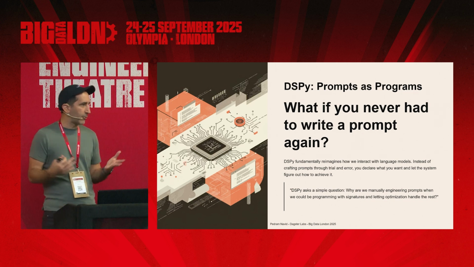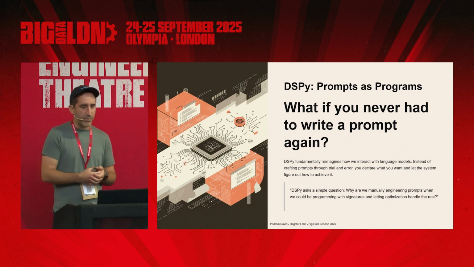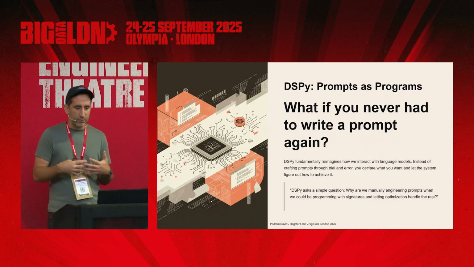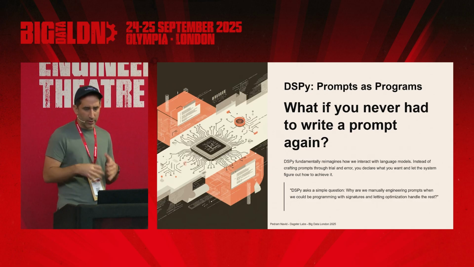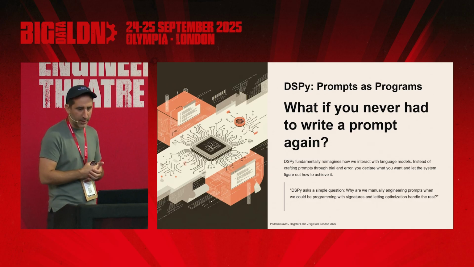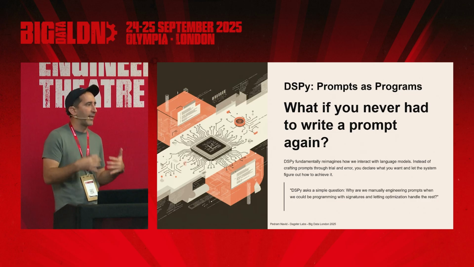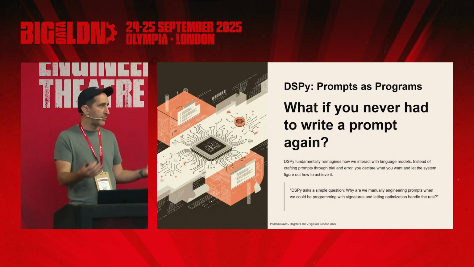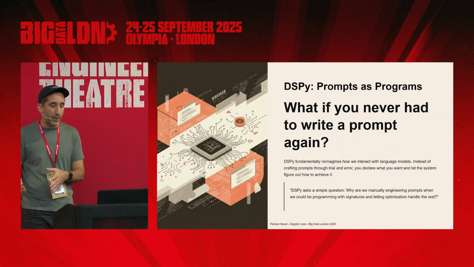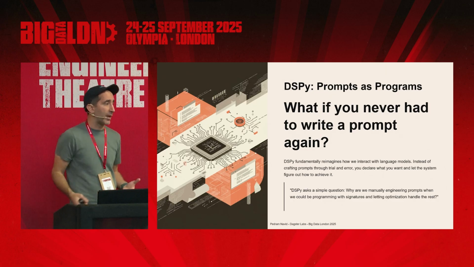DSPy has a very similar sort of approach. They propose that you never write prompts manually again. Instead, what you focus on are signatures, and I'll show you what they look like. Essentially, a signature is like the declaration of intent. Here's the thing I want an LLM to do. Here's my input. Here's my output. Now you go figure out the best way to make that happen.